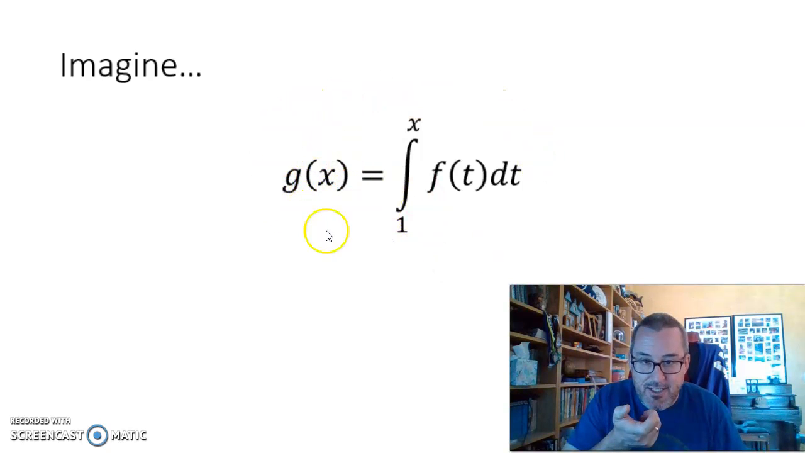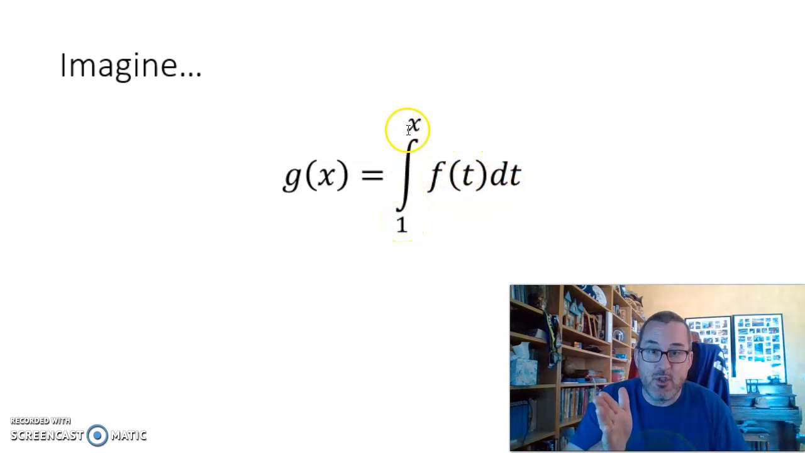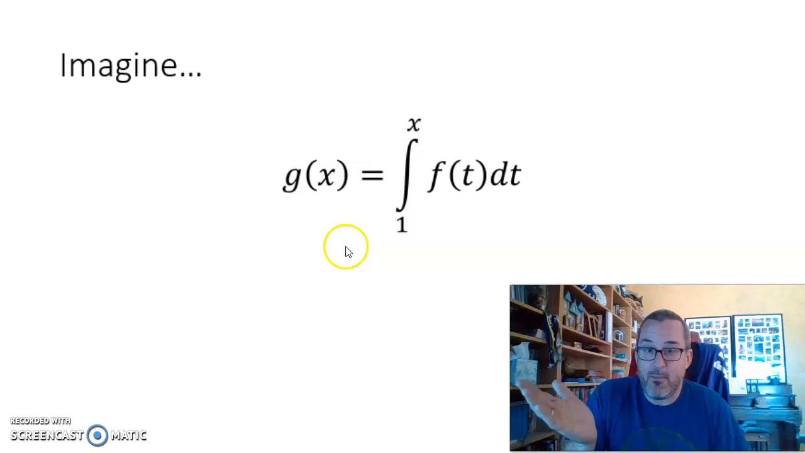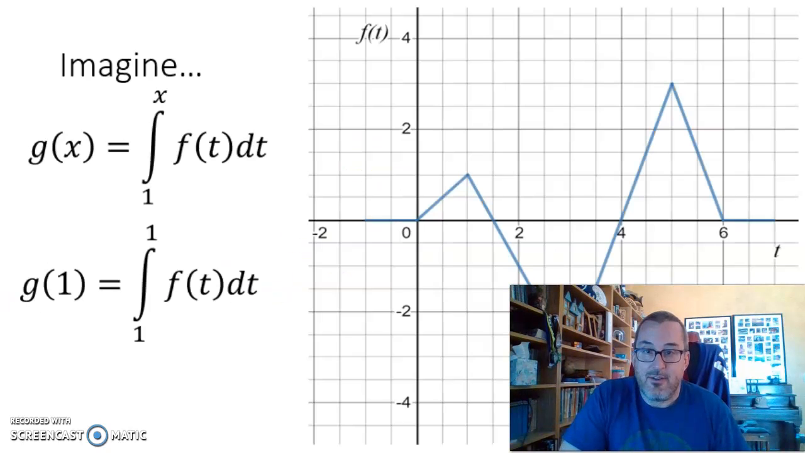We have a function, g of x, whose job is to keep track of the accumulated area from the endpoint 1 on the horizontal, or in this case the t-axis. We're going to accumulate area from 1 to whatever you want as an input, x. And that output will be g of x. So, for example, suppose you wanted to do the integral from 1 to 1. That is, if you input a 1 for x, then we would accumulate area from 1 to 1 under the curve f of t dt.